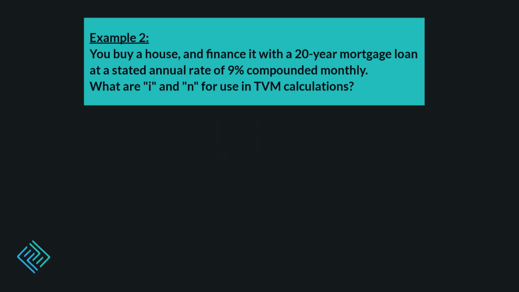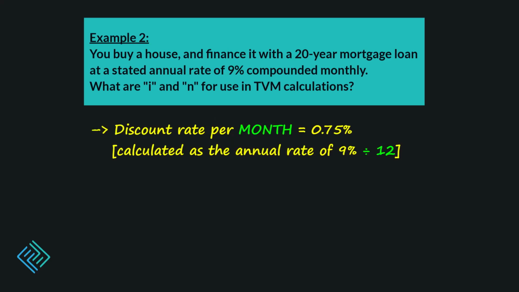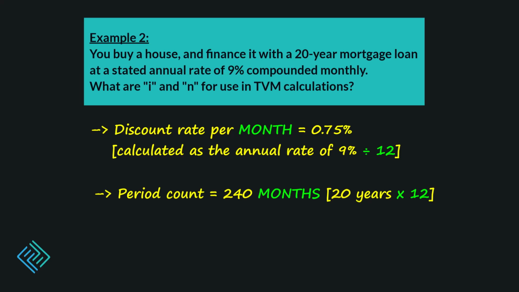For the rate, you would need to use 9% divided by 12, which is 0.75% per month, and your period count would be 20 times 12, which is 240 months.